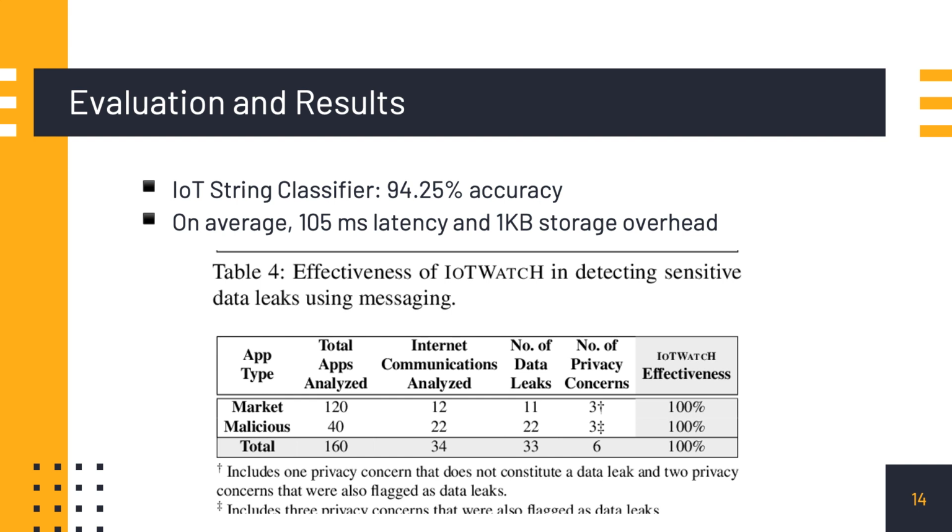So I stated earlier, the IoT string classifier was about 94.25% accurate. It failed in situations where there were idioms or at times there were Spanish words in the IoT systems, which the classifier couldn't recognize. There was about a 105 millisecond latency associated with the classifier and connecting to the IoT cloud, and 1 kilobyte storage overhead. This is an example of how accurately the IoT Watch was able to detect potential security risks, and this is only with internet connection. So within this model, they looked at messaging and internet connection. Both of them were 100% in terms of finding malicious output.